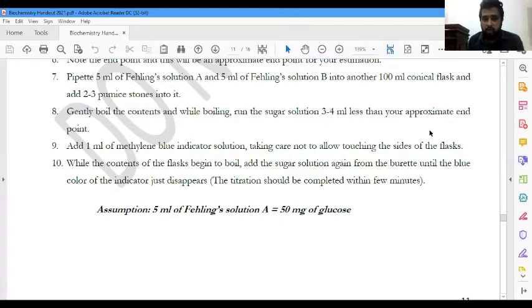What is the color of methylene blue indicator? Is it red? Yes, blue. Blue color. Methylene blue is blue color. Then at the end point, methylene blue will convert into leucomethylene blue. It's a kind of reduction. Methylene blue will reduce into leucomethylene blue. Methylene blue is in blue color and leucomethylene blue is colorless. So that is the end point.